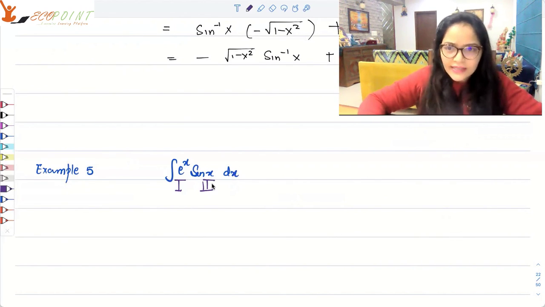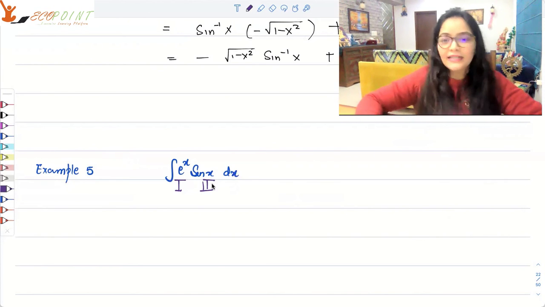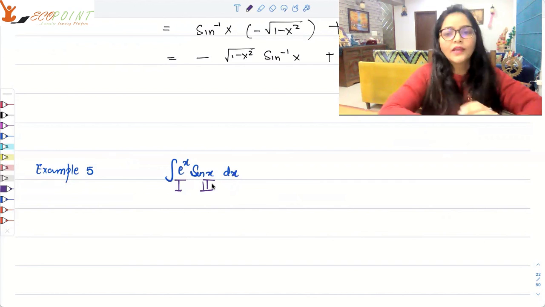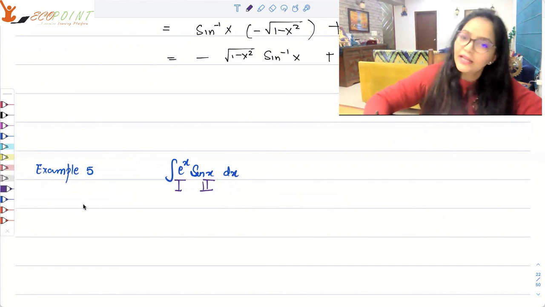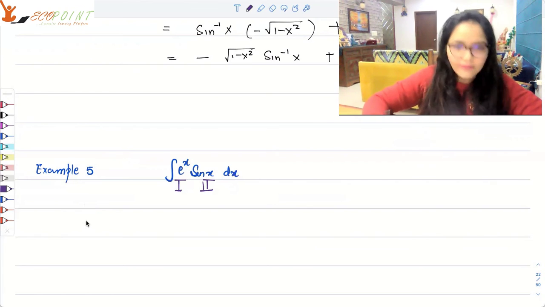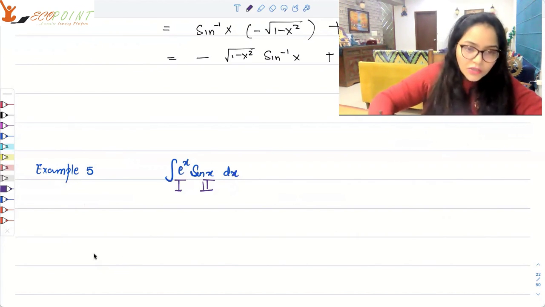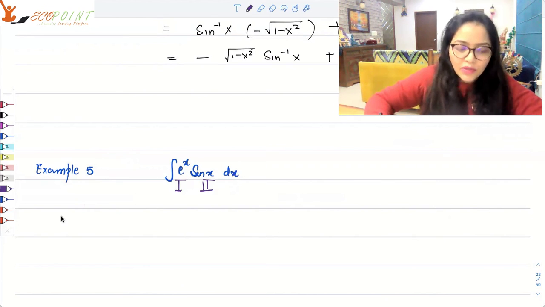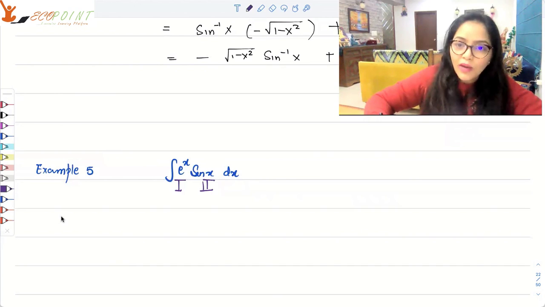I would suggest that you can try out taking sine x as first and ex as second also. So try that out. Are we getting any correct answer with that or not? Just check it out for yourself. Let me take ex as first this time. So if I take ex as first, I would require the derivative of ex, which is just ex. And I would require the integral of sine x, which is minus cos x.